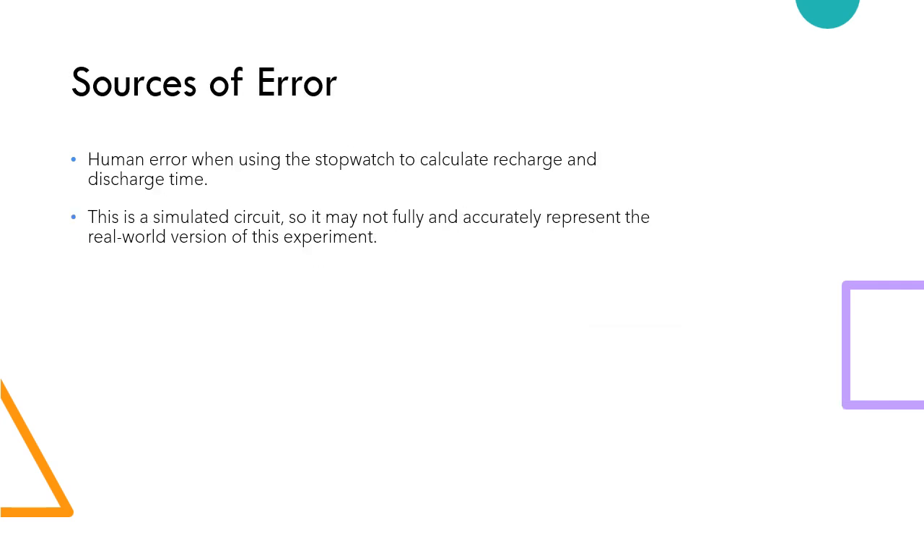Human error when using the stopwatch to measure the recharge and discharge time, as I talked about before, how it might not be completely accurate because I'm the one who measured the time. And also, another source of error is that this is a simulated circuit, so it may not fully and accurately represent the real-world version of this experiment.